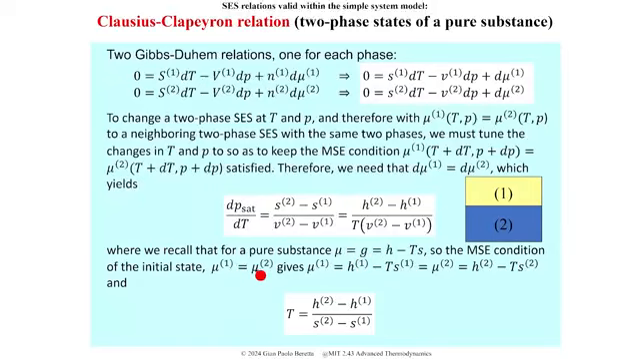So if the chemical potentials are equal, it means that h minus Ts must be equal in the two phases, and therefore with this equality I can extract T, and it's equal to the ratio of the enthalpy of the change of phase over the entropy of the change of phase. And so I can substitute, instead of the entropy, the enthalpy of the change of phase divided by T.